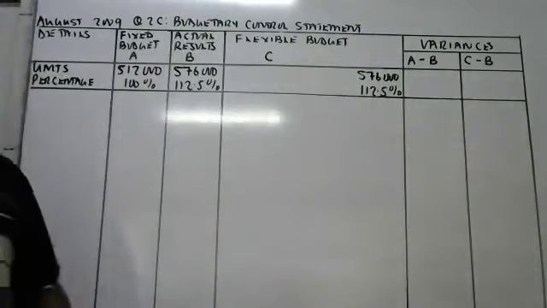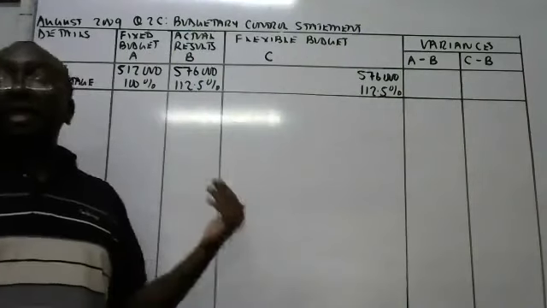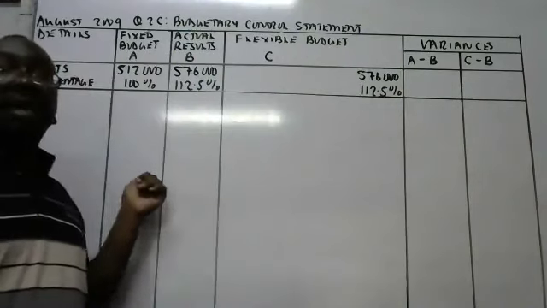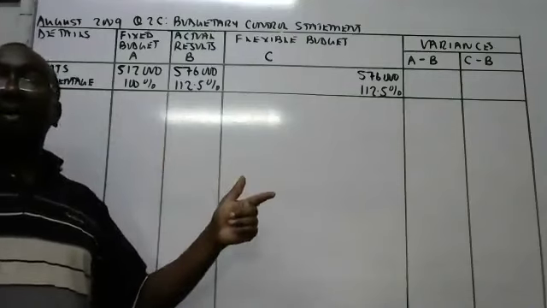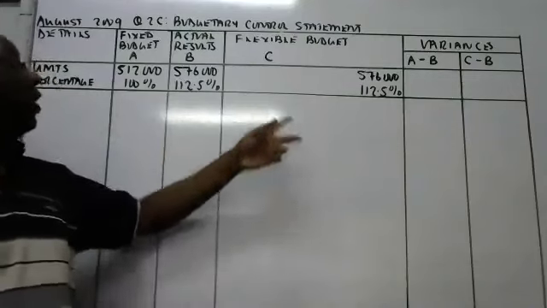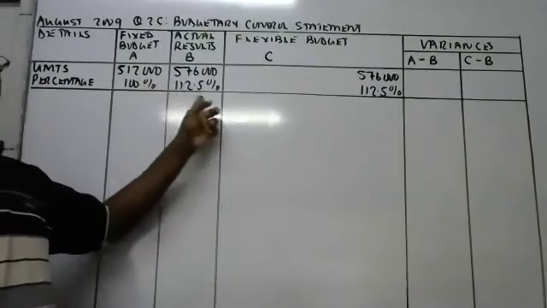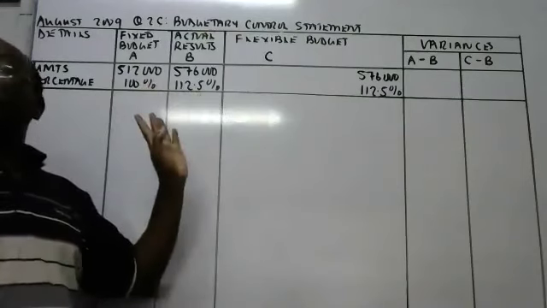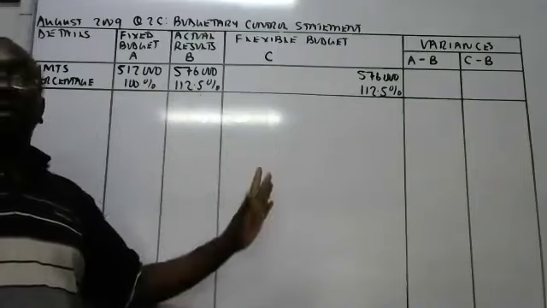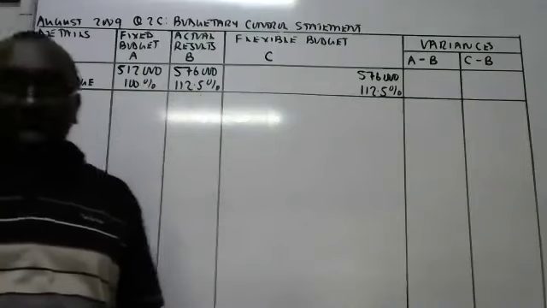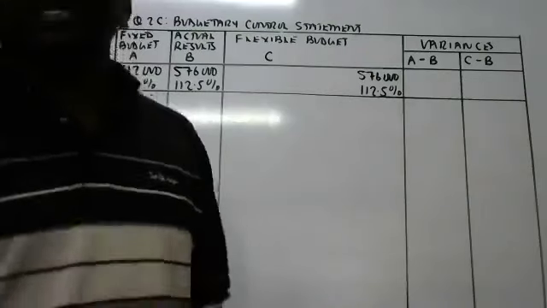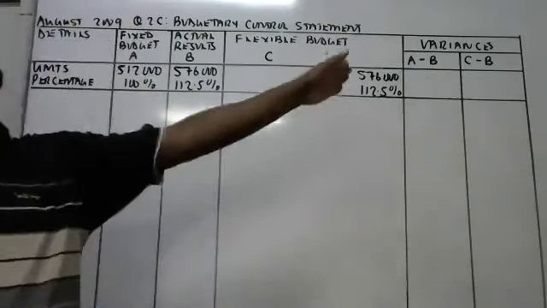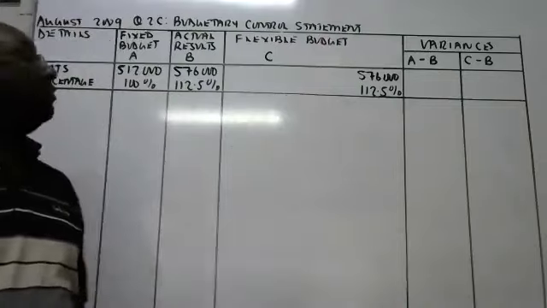The implication of this is that anything in the original budget that is variable, that changes with units, you are going to change from 100 to 112.5. And anything that is fixed remains. So the task now will be, when you get to a particular item, you ask yourself, is it variable? If yes, you multiply. If no, you just leave it.